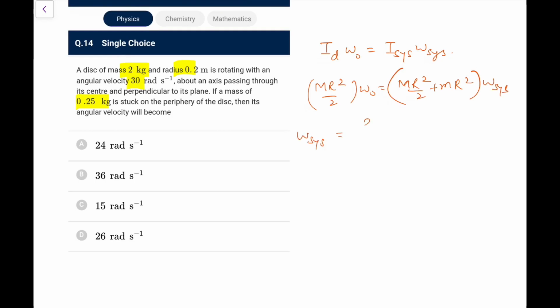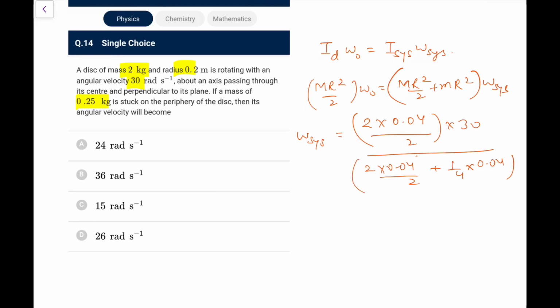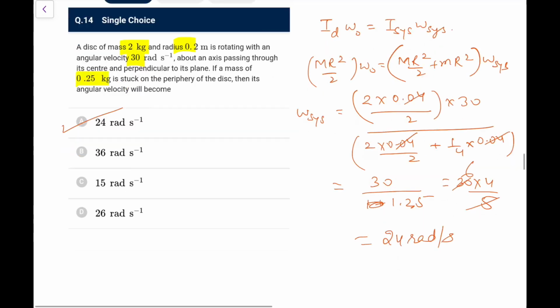So omega system now becomes mr square by 2, that is 2 into 0.2 means 0.04 by 2. Omega naught was 30. Again this is 2 into 0.04 by 2 plus mr square, that is 1 by 4 into 0.04. So this 0.04 term I can directly take out. So it is 30 and it is 1.25. So 30 upon 1.25, or you can say 30 into 4 by 5. That is what you can write. So 6 4s are 24 radian per second is going to be the option A.